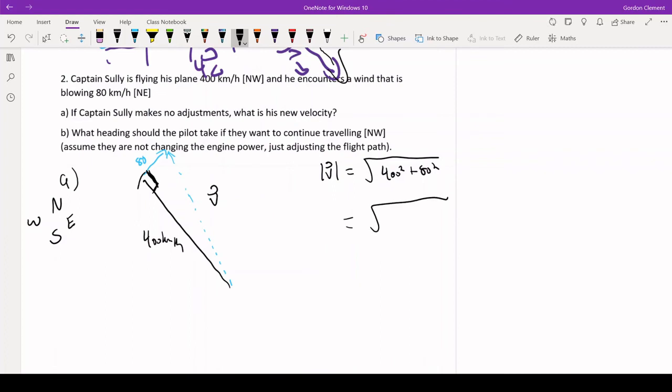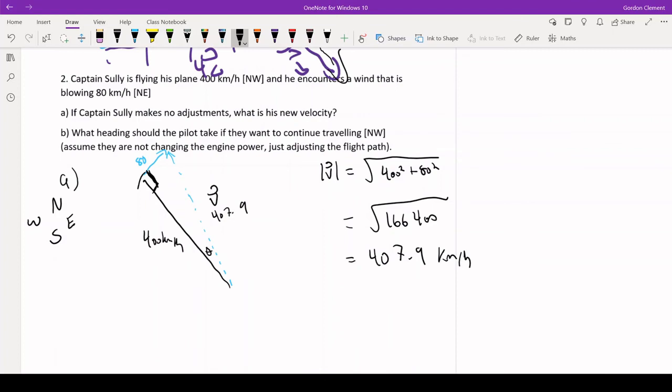So the square root of 166,400, and then... .9 kilometers an hour. So with that wind thrown in the mix, he's actually speeded up a bit. So that's the new speed, but it did ask for velocity.